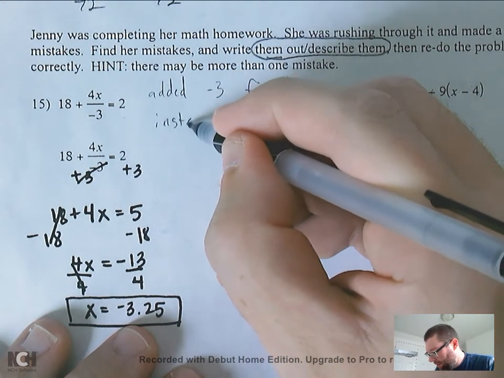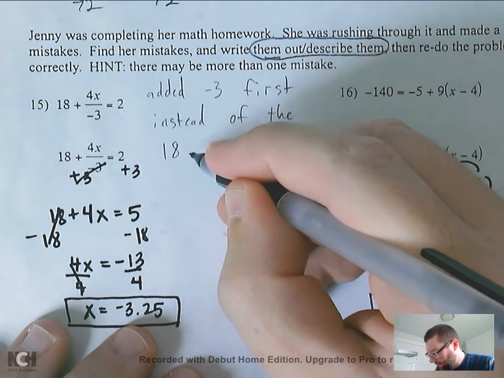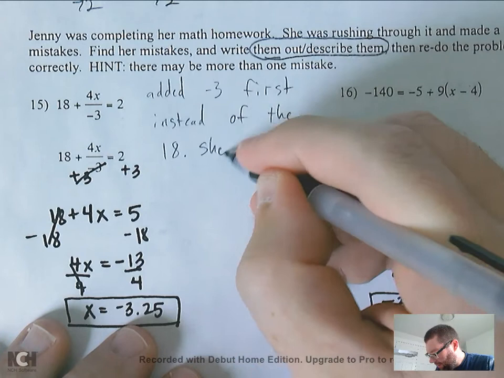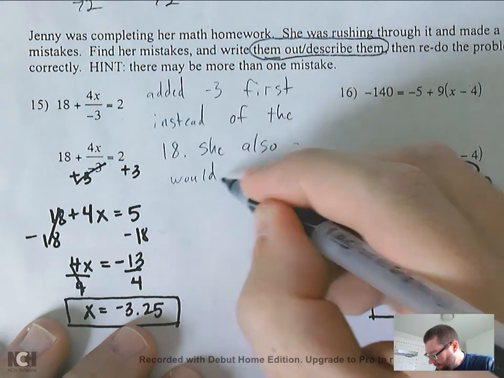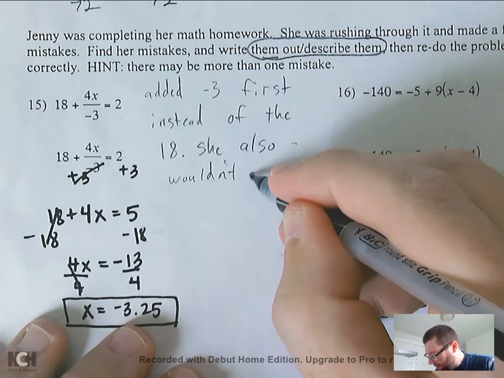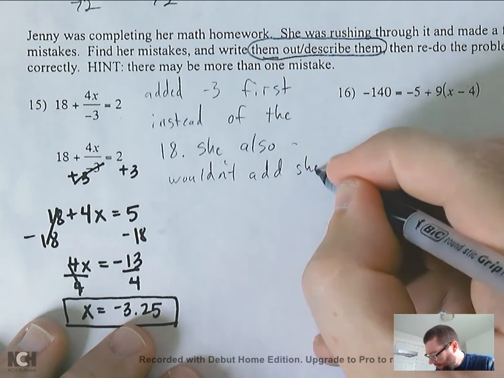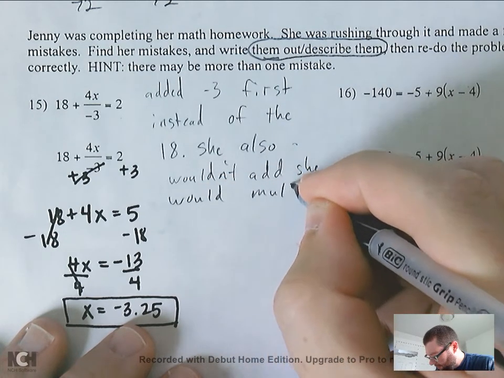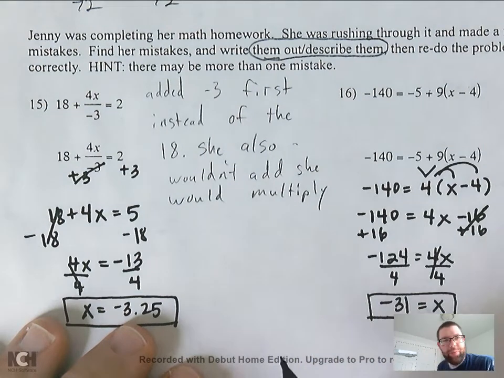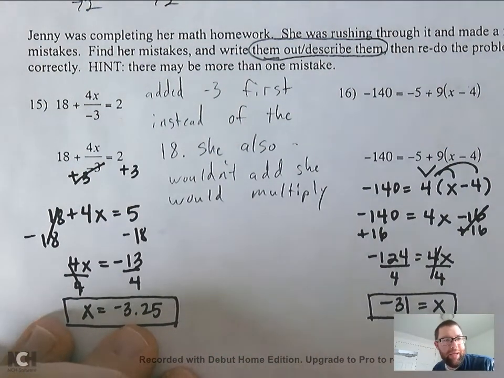Instead of the 18. She also wouldn't add. She would multiply. Okay, that's my explanation, right? That's kind of what we expect you guys to write.